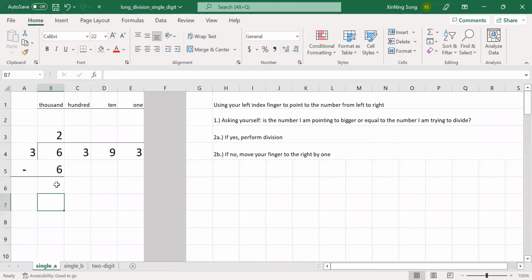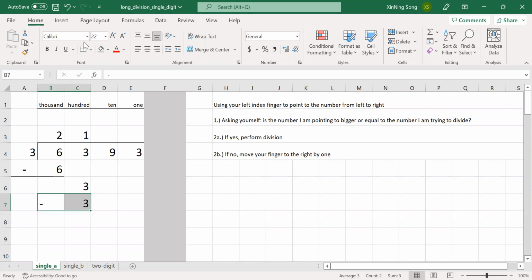You don't really have to bring down the 0 or write the 0. It's just implied. Then you bring down the number to the right of you, which is 3. So bring down the 3, and you ask the same question. Is 3 bigger than or equal to 3? Yes. How many 3s fit into 3? 1, so you write down 1. 1 times 3 equals 3. So we do that, and then you put the minus sign here.